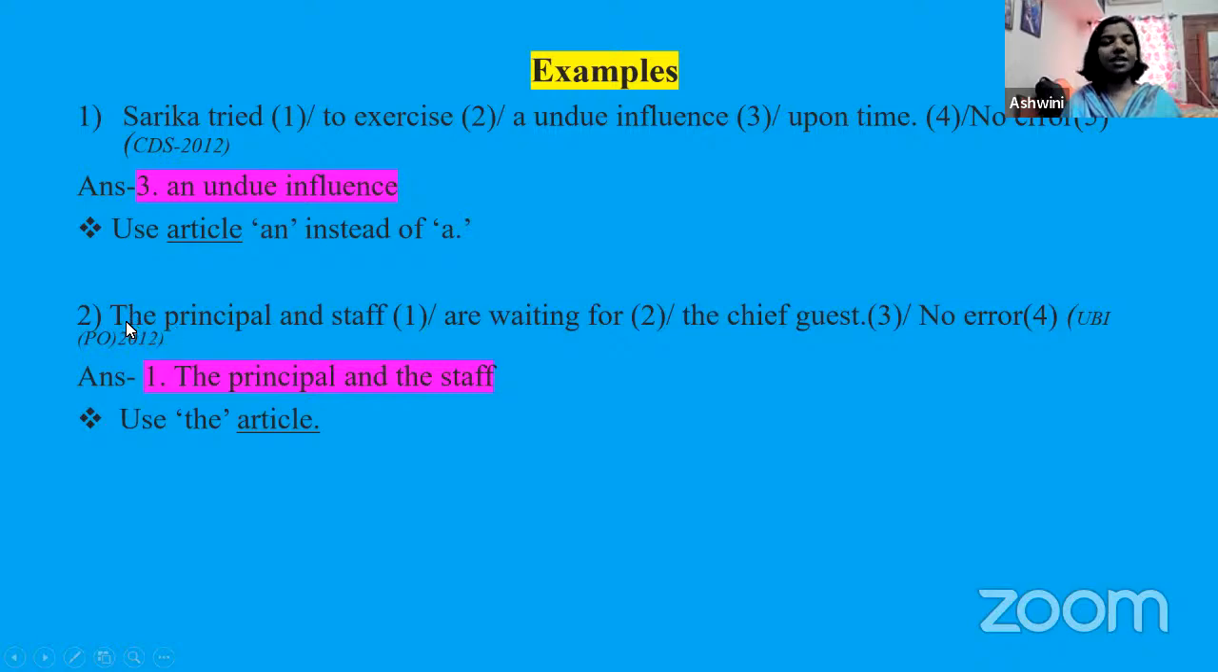What is that? The principal and staff. Number 1, I am just reading here a whole sentence: The principal and staff are waiting for the chief guest, and no error. Now parts 1, 2, 3, 4. You have to choose the incorrect part or error of the sentence.